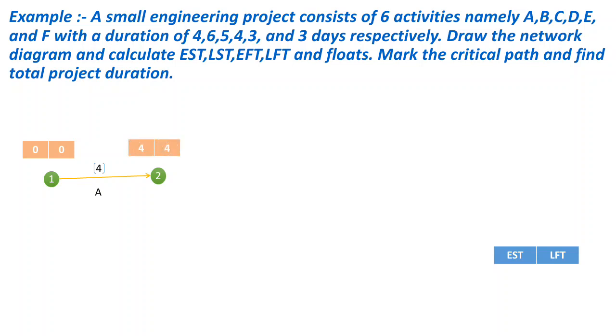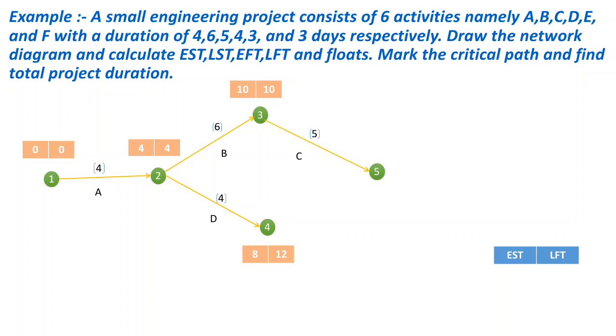For event 2, we have EST of event 1 plus duration of activity A, equal to 0 plus 4, equal to 4. For event 3, we have 4 plus 6 equal to 10. Now, before calculating the EST of event 5, first of all, we have to calculate it for activity D. So, EST of event 4 is 4 plus 4 equal to 8. And the duration of activity E is 3. Now, for event 5, when we go from 4 to 5, 8 plus 3 equal to 11.